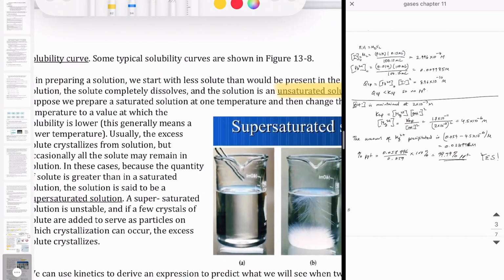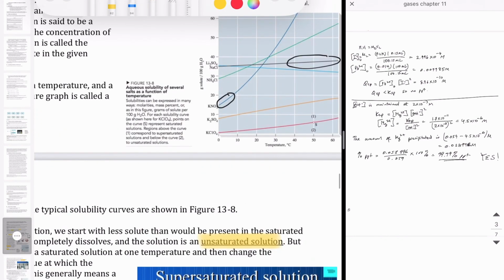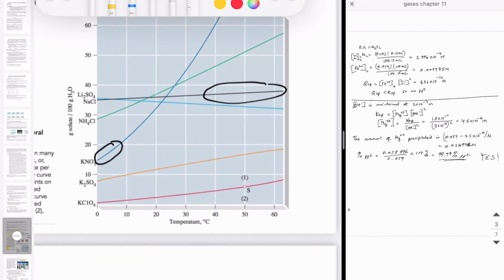Now, we also have a situation where, when a solution is saturated, we can heat it up, bring the temperature higher, and then increase its solubility. That's what's shown by all of these solubility plots, right?